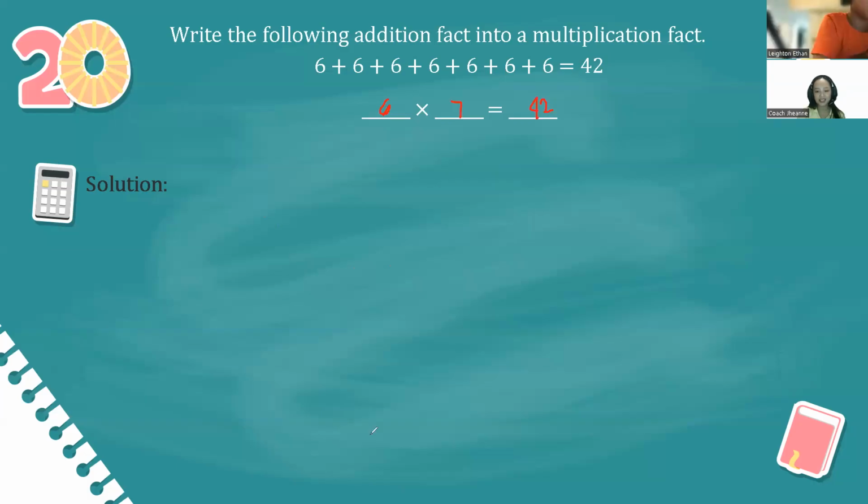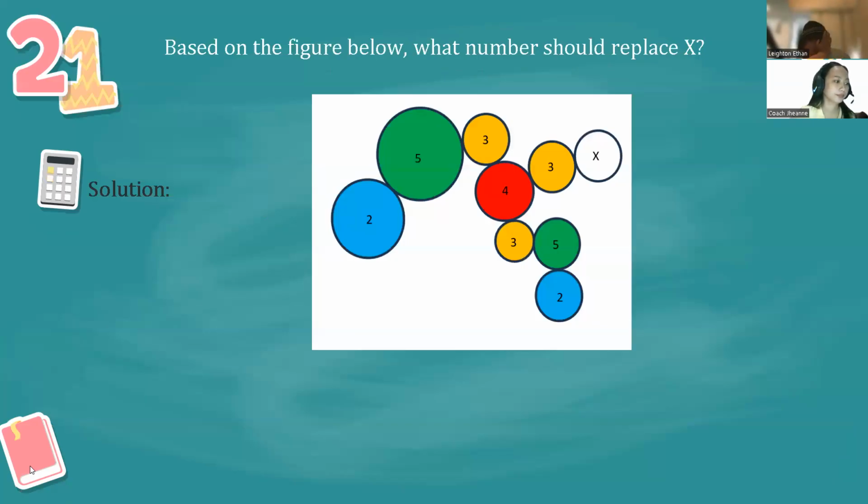Can we continue? Let's continue to number 21. Based on the figure below, what number should replace x? What do you think? Write it in the chat box. Okay, I see 5. Okay, so let me explain.